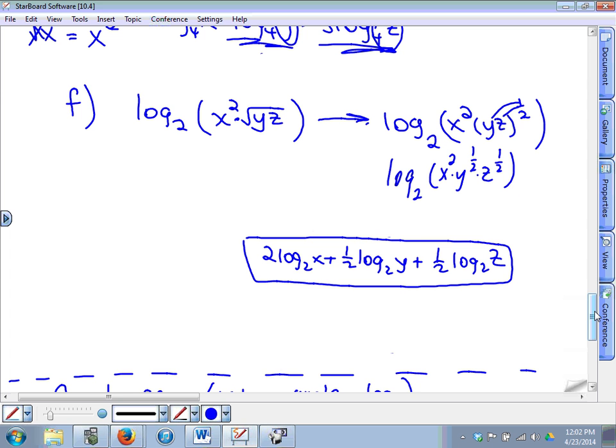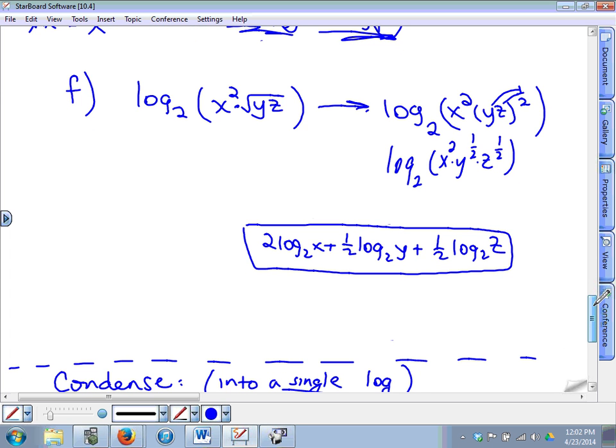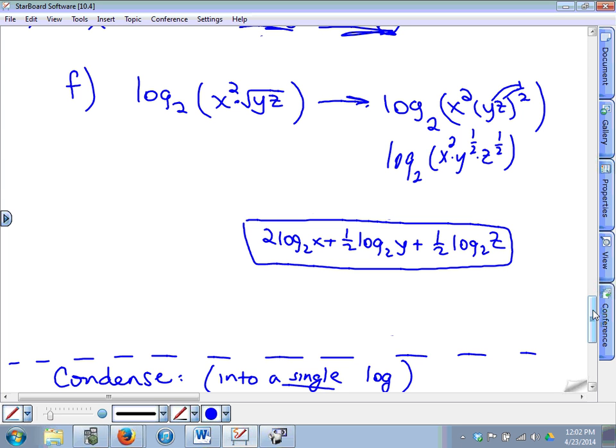Now, we're going to take off in just a few minutes. The other half of the lesson is doing the exact reverse of what we just did. It's putting things back together. For example, what if we had started with this?